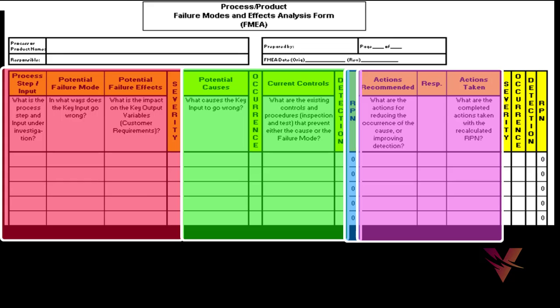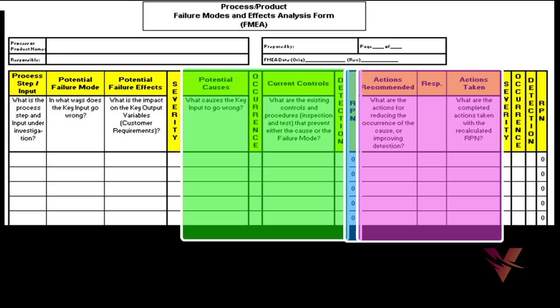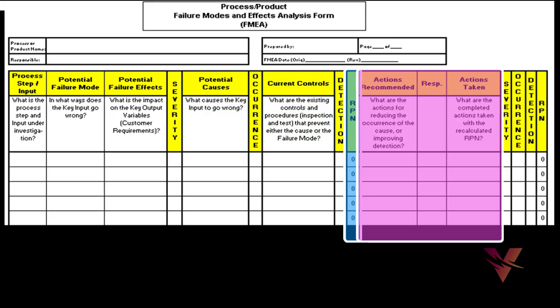In the next section, once we have identified the failure, we need to now identify what are the reasons for that failure. So there is potential causes. So the second section is identify causes for the failure modes and controls. So here potential causes, occurrence, current controls, and next is detection. And finally we need to calculate risk priority number or RPN. It is a product of severity, occurrence and detection.